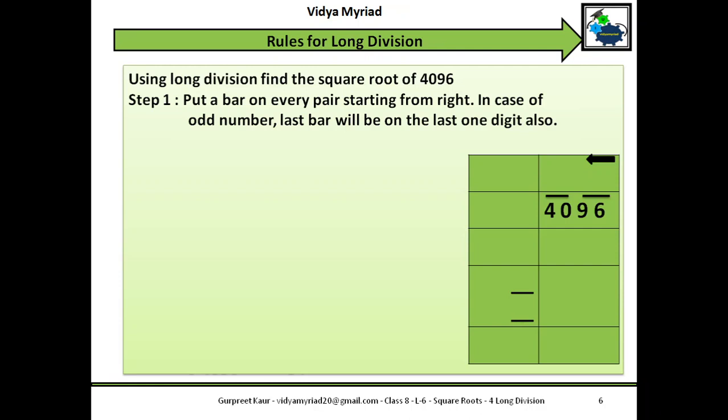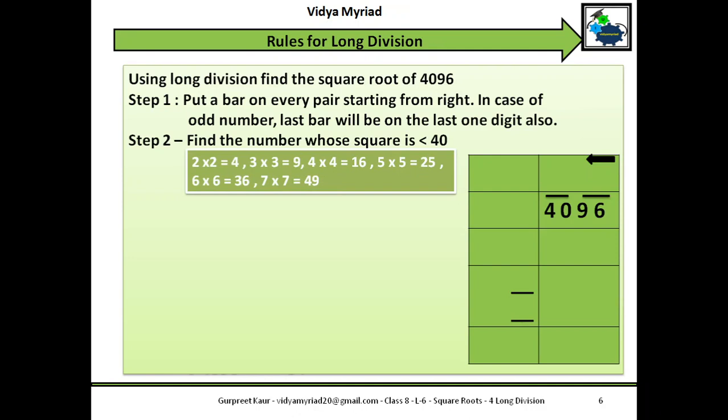On what square will I get 40 or less than 40? So let us check that. If you look into the table, it is 2 into 2, 3 into 3, 4 into 4, 5 into 5 is 25, 6 6s are 36, 7 7s are 49, which means I will take 6, because 36 is less than 40. So what I will do is, I will write in the first step 6 at both the places. Okay, next is write down 36 and subtract it.